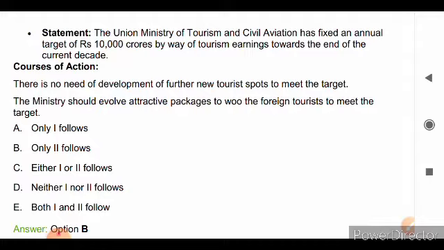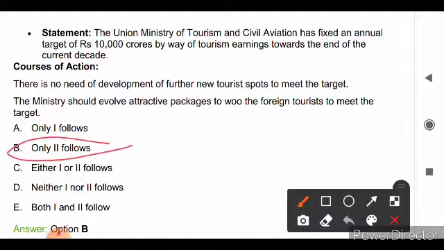So action 1 does not follow, because tourists can be attracted only by developing spots worth seeing and providing attractive packages. And action 2 follows: the ministry should evolve attractive packages to woo the foreign tourists to meet the target. So the right answer of this question is option B, only 2 follows.